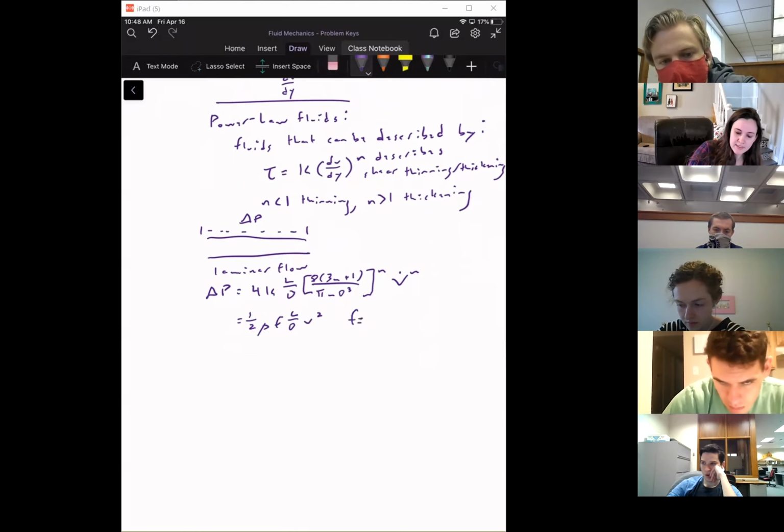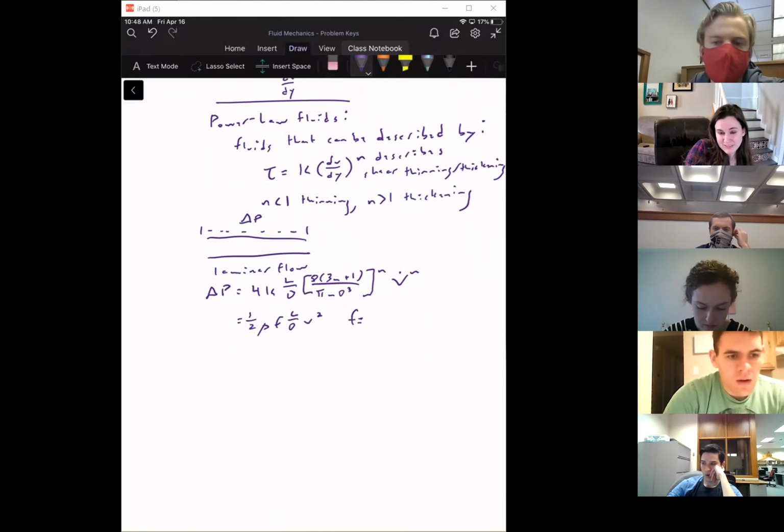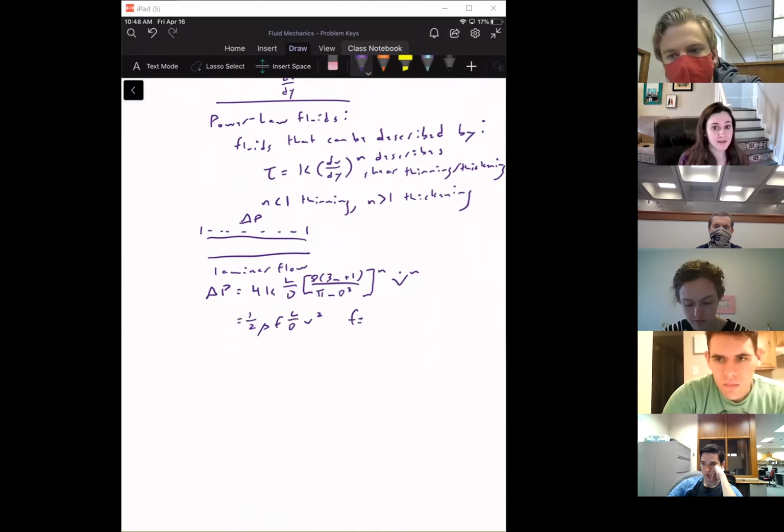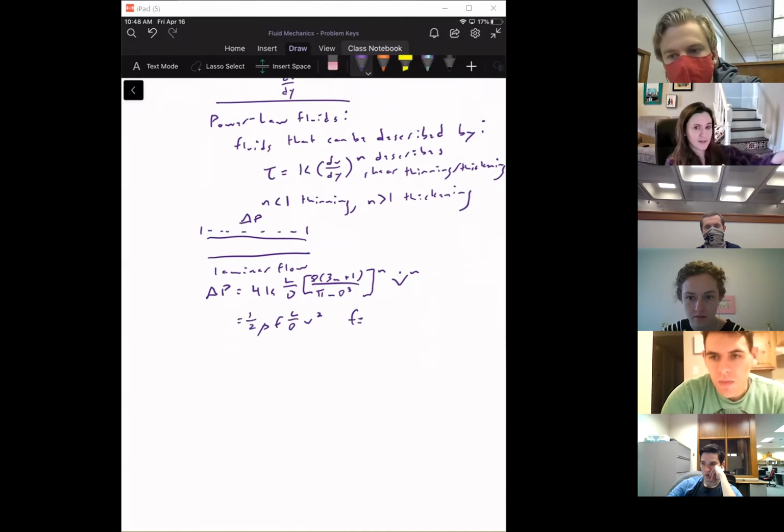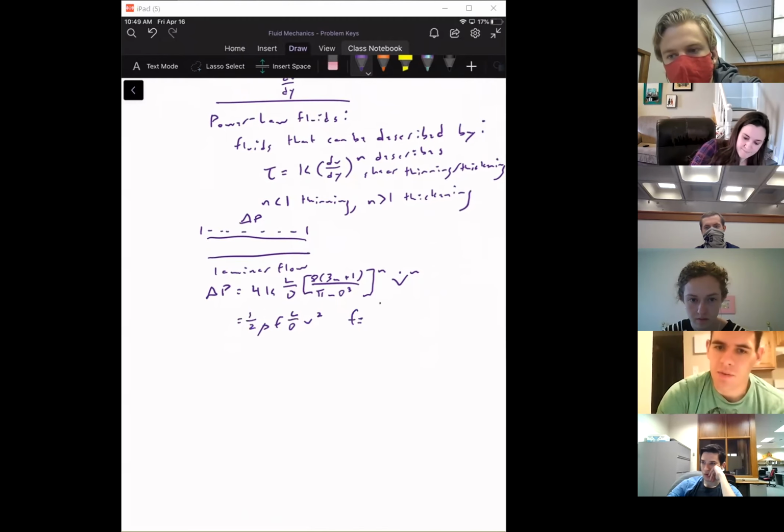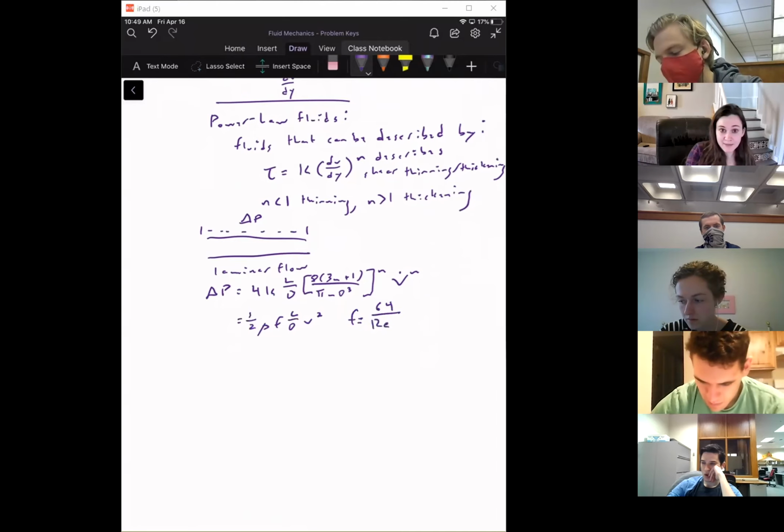where f is equal to what? Would this be the Haaland or the Colebrook equation? Oh no, this is laminar flow. This is not Haaland or Colebrook. It's 64 divided by the power law Reynolds number. Yeah. Yep.